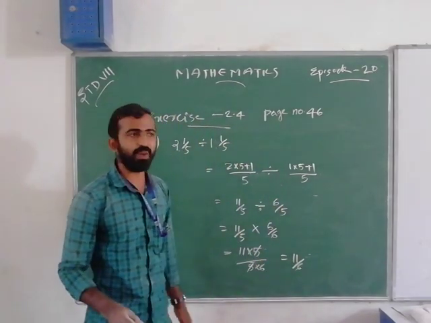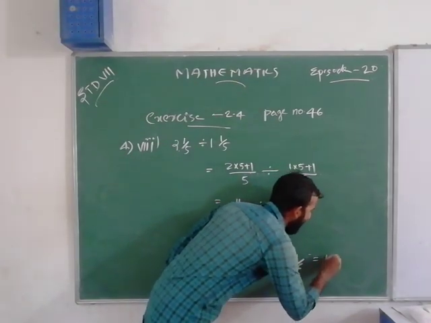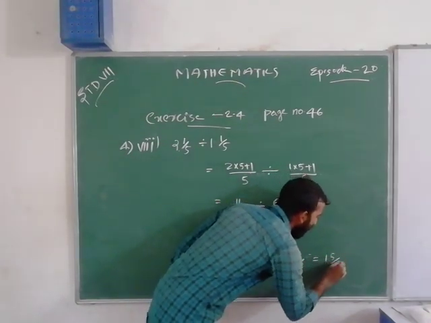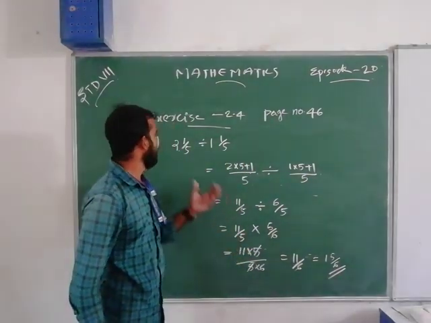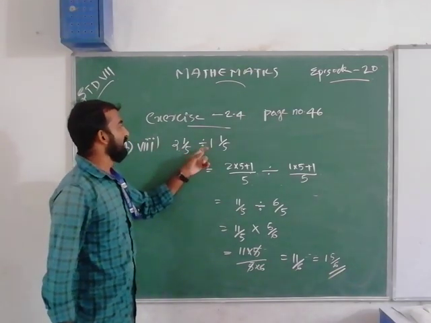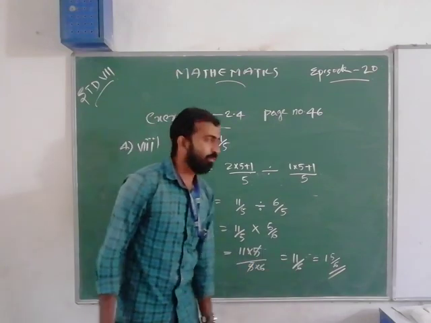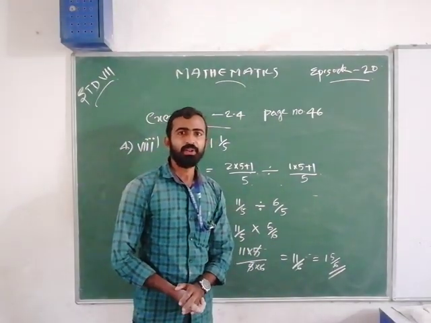That is an improper fraction, so we can write 1 and 5 by 6. That is the answer. When we divide 2 and 1 by 5 by 1 and 1 by 5, we get 1 and 5 by 6. This is the answer.